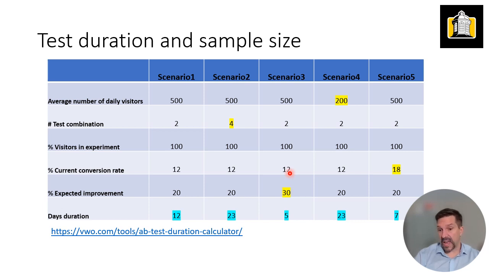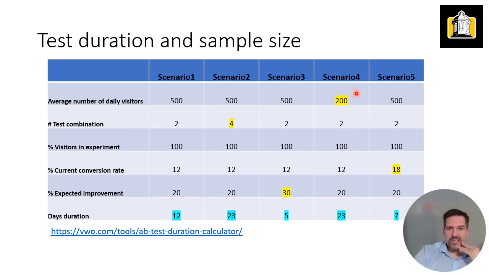So the more precise you want to be, the larger the sample size you need. And if you are willing to be less precise and find only big effects or big improvements, then yeah, you can run the test for less time. But you might miss the smaller improvements. You will find fewer rejections of your null hypothesis, which, remember, says that there is no improvement.